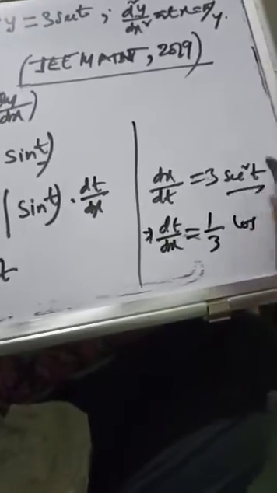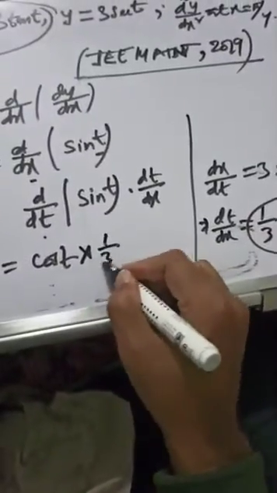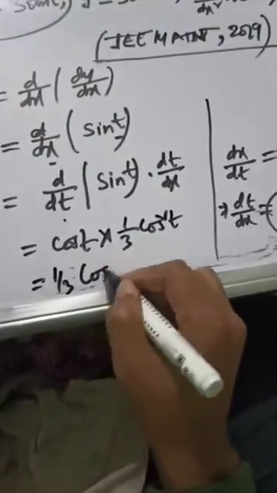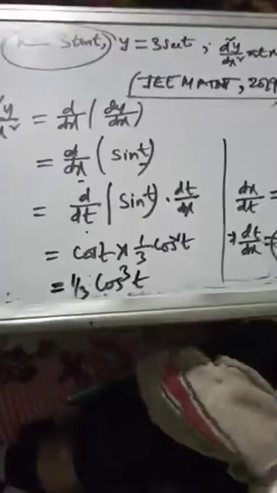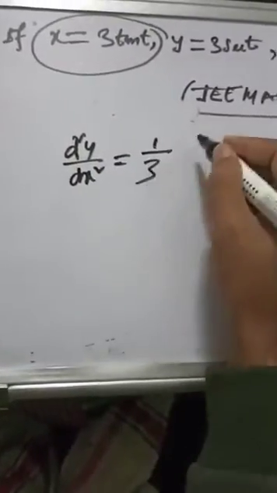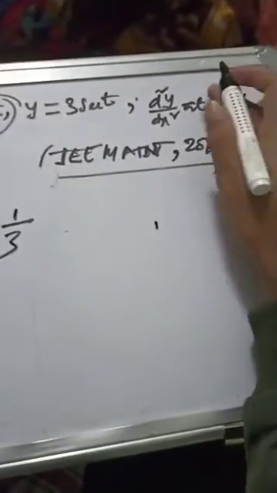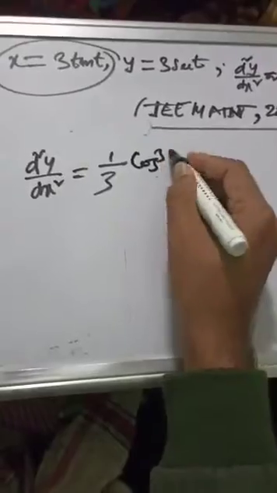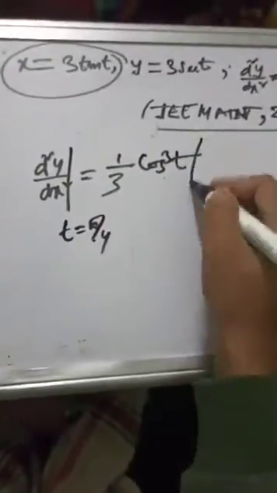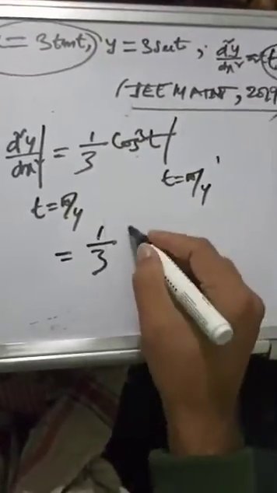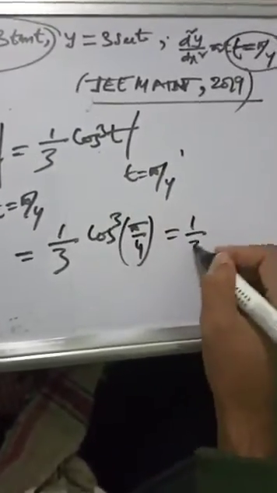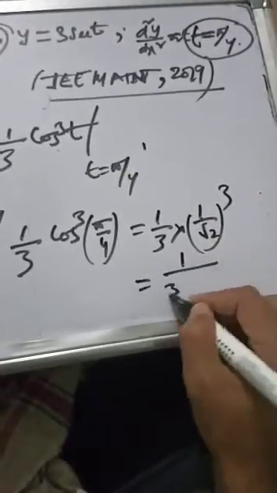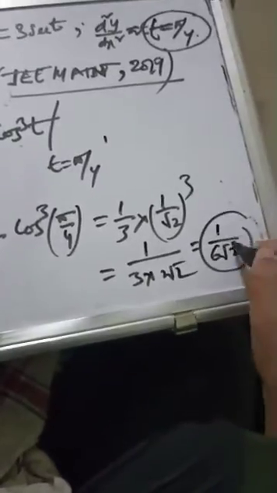It is the reverse: 1 upon 3 sec square t, which is 1 upon 3 cos cube t. So we get d2y/dx2 equal to cos t times 1 upon 3 sec square t, that is 1 upon 3 cos cube t. At t equal to pi by 4, replace t: 1 upon 3 cos cube pi by 4, which means 1 upon 3 times 1 upon root 2 cubed, that is 1 upon 3 times 2 root 2, so 1 upon 6 root 2 is the answer.